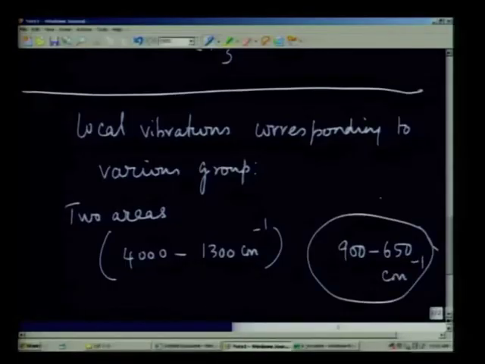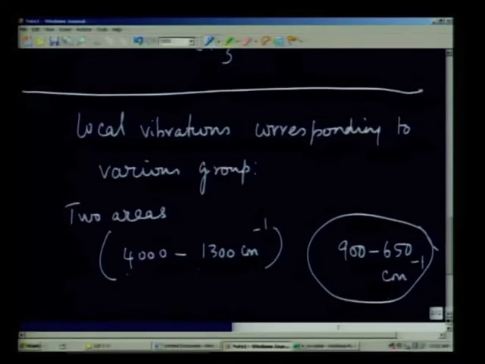Now obviously when you look at this 900 to 650 centimeter inverse region, we are going to look at the frequencies or absorptions which distort the equilibrium structure by distorting the planar structure, that is, the torsional modes. Torsional modes are basically modes in which a group of 3 atoms in one plane and a group of 3 atoms in another plane rotate with respect to each other. So that is of a lower frequency, which you will see pretty much in this.